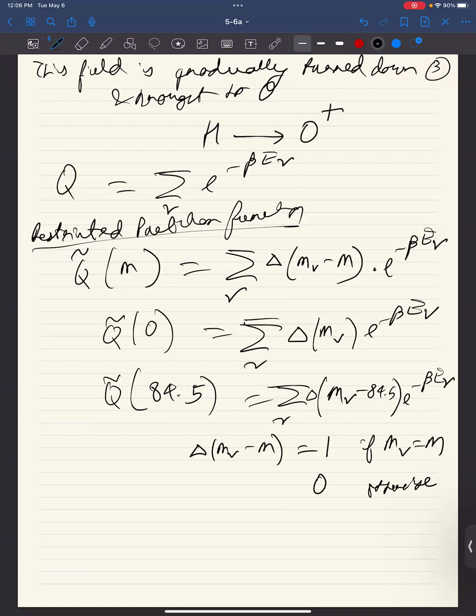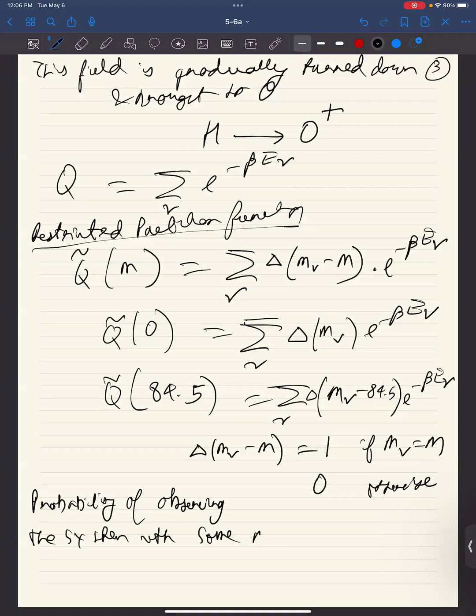Now if I ask you, what is the probability of observing the system with some magnetization M? That probability will be nothing but Q tilde of M divided by Q, right? Q is all microstates, Q tilde of M is restricted microstates, right? So that's what you're doing over here. So this ratio now tells me what is the probability of observing this system with a given magnetization, okay?